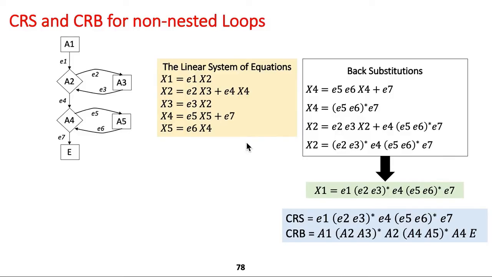We have a few more examples here to illustrate how the algebra works in presence of loops. Here is an example of two non-nested loops, and we have the CRB. The CRB shows that we start at A1, then we have the loop A2, A3, then we exit at A2, then the second loop A4, A5, we exit at A4 and end with E.